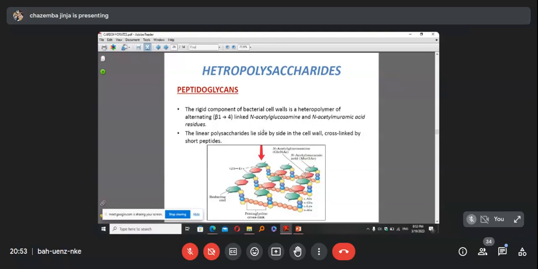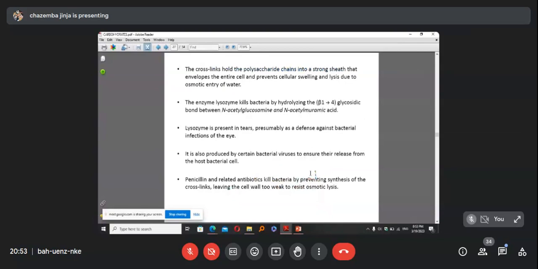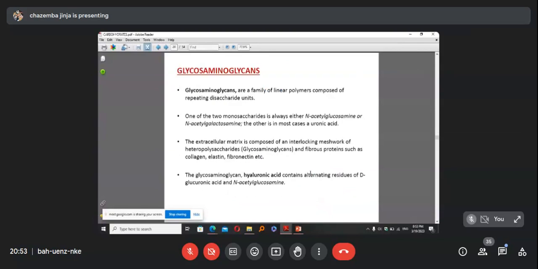We have this in, should be red, if I'm not mistaken. Yes, that's N-acetylglucosamine. Then the next one is N-acetylmuramic acid. So these two monomers are repeating units formed in the heteropolysaccharide, which is found in bacterial cell walls to give them their structure, for structural support. These are peptidoglycans. So we've already talked about that.